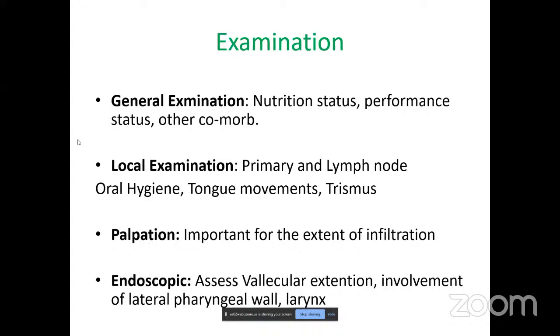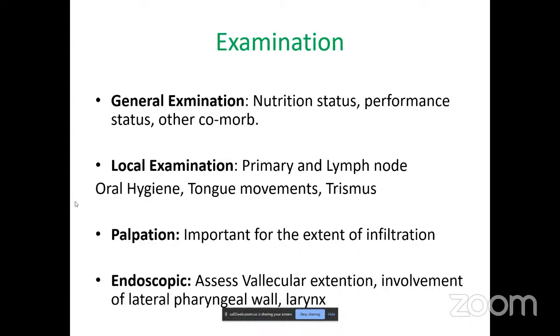Even in today's era, if you have everything in your hand, be it CT, MRI, PET, there is still a utmost need of good clinical examination, and nothing can replace a good clinical examination. So we have to look at the nutritional status, performance status. We have to do careful local examination of primary and lymph nodes. Palpation, especially for oropharyngeal tumor, is important to understand the extent of disease, especially base of tongue disease.